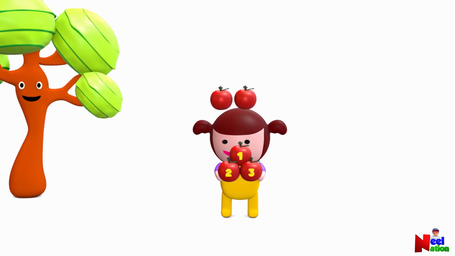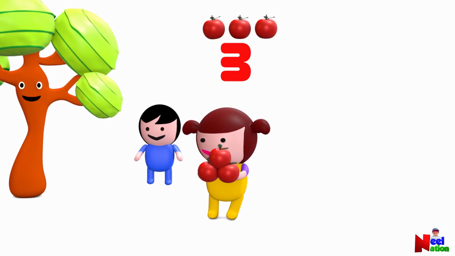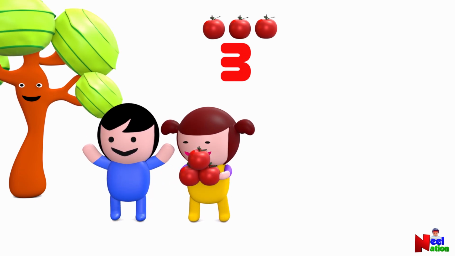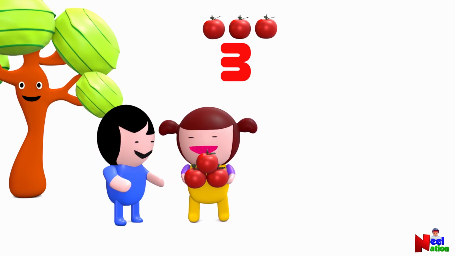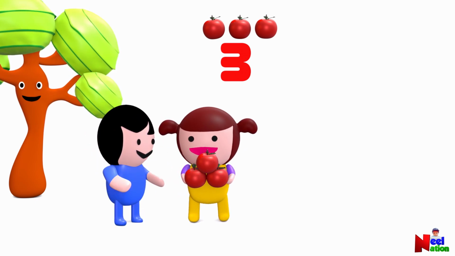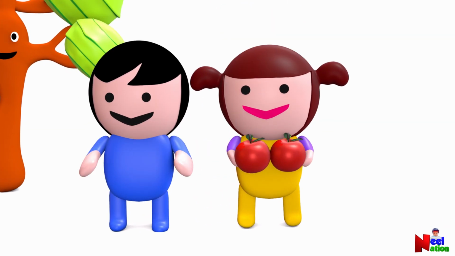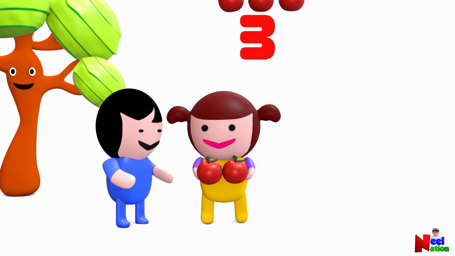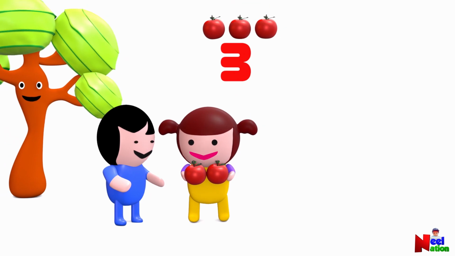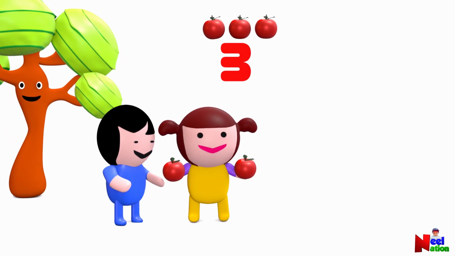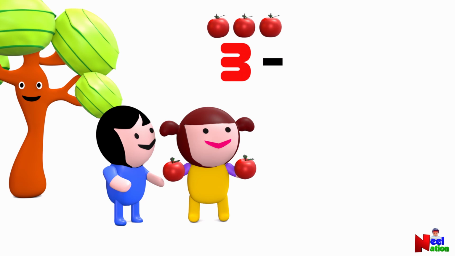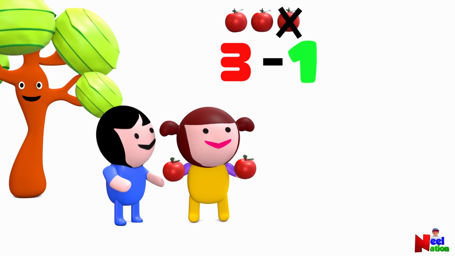Meet Stacy. She's holding 3 shiny apples. Along comes her friend Ben, and Stacy decides to give him 1 apple. Now, how many apples does Stacy have left? 1, 2. She has 2 apples left. So when we take 1 away from 3, we are left with 2.